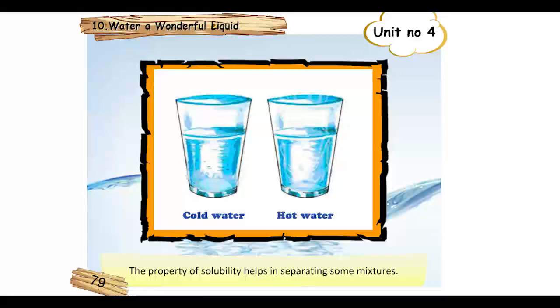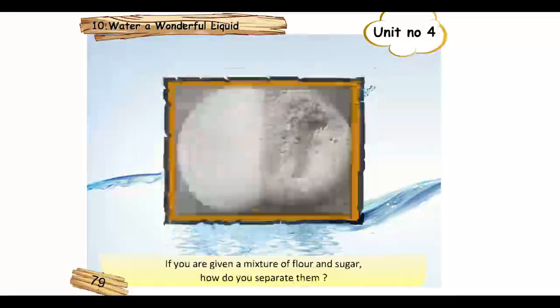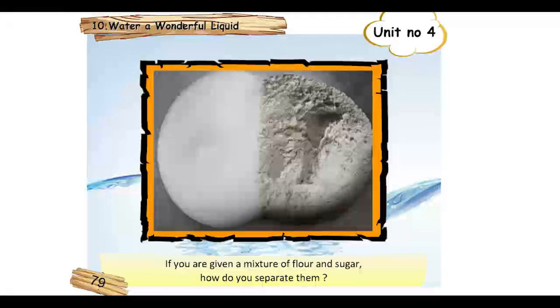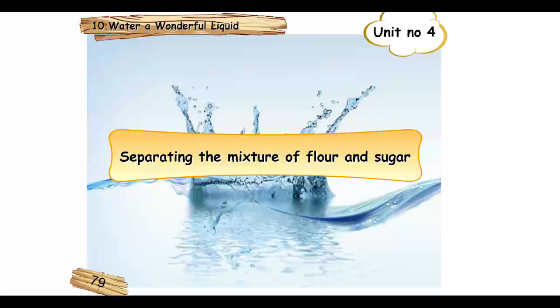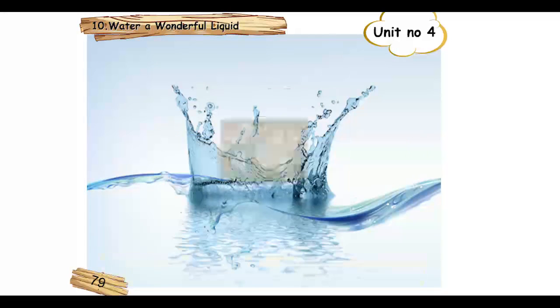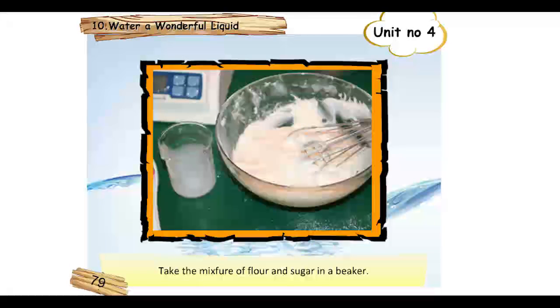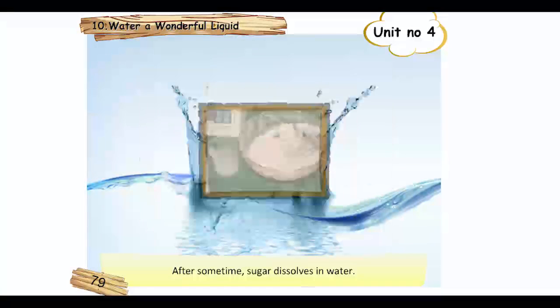The property of solubility helps in separating some mixtures. If you are given a mixture of flour and sugar, how do you separate them? Cold water, hot water. Separating the mixture of flour and sugar. Take the mixture of flour and sugar in a beaker. Add some water. Stir it well. After some time, sugar dissolves in water.